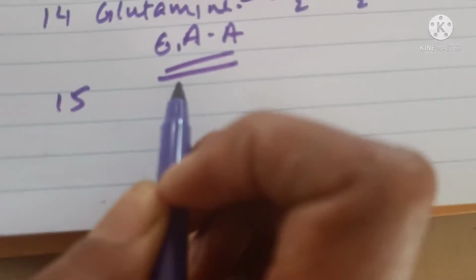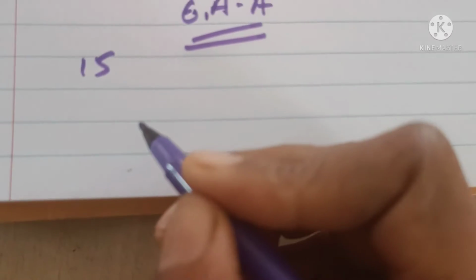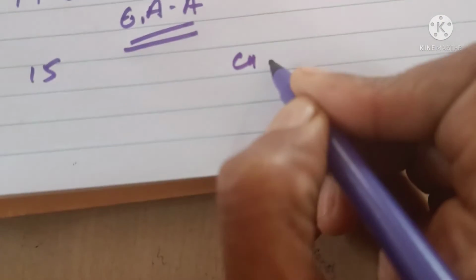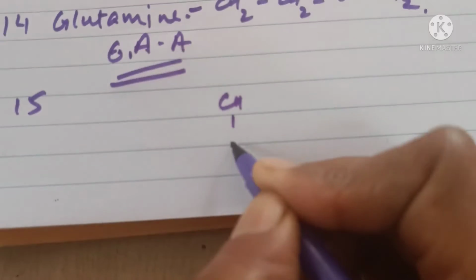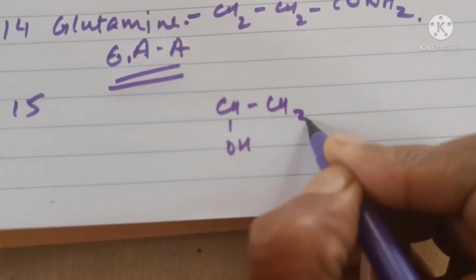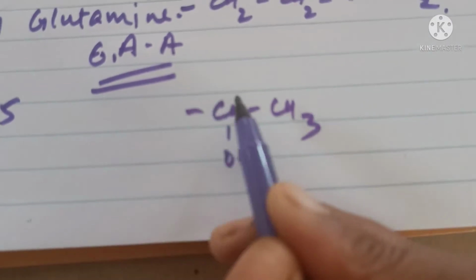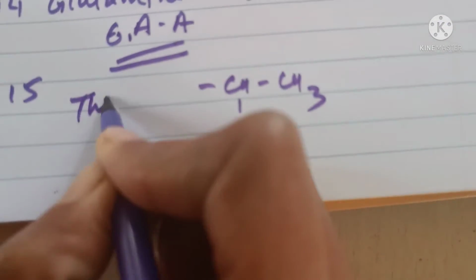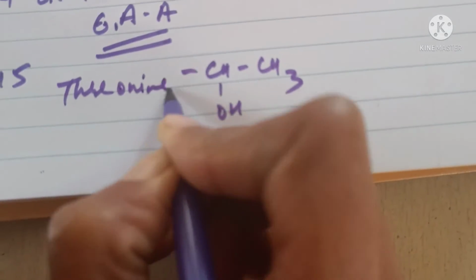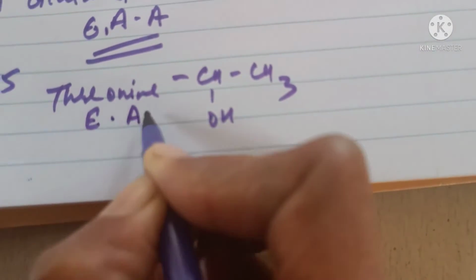Next structure, the 15th: in place of CH3, we place CHOHCH3. This is called threonine. It's also an essential amino acid. Threonine.